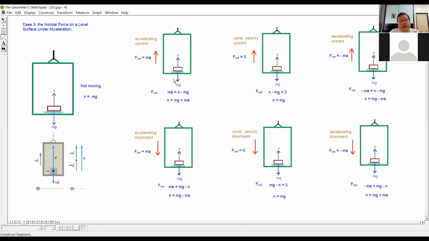So how do we create an equation involving all these three forces? The equation is like this.